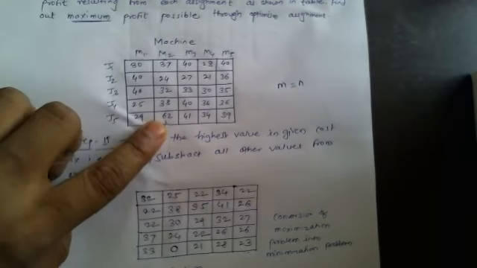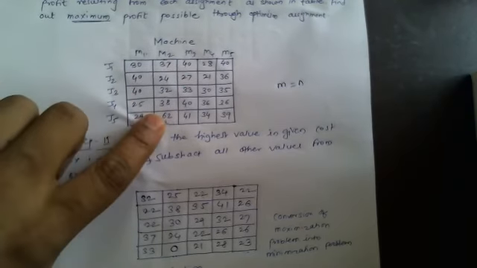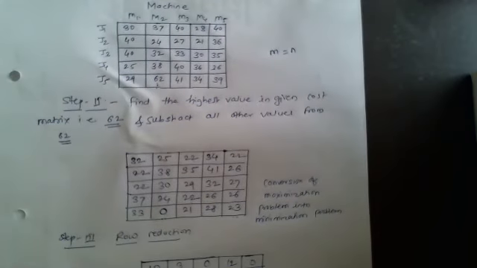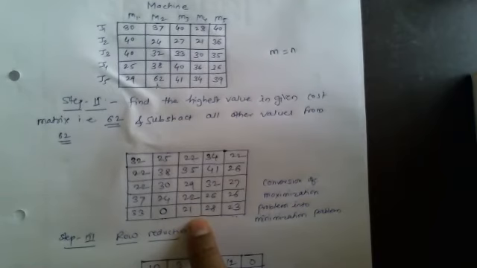Now what we have to do? We have to subtract all the values from this 62. Then we will get this matrix. After subtracting all these values from the 62, we'll get this matrix. Means what we did here, we converted the maximization numerical into minimization numerical, because we have the procedure for minimization. So for that purpose, I have converted the maximization numerical into minimization numerical.